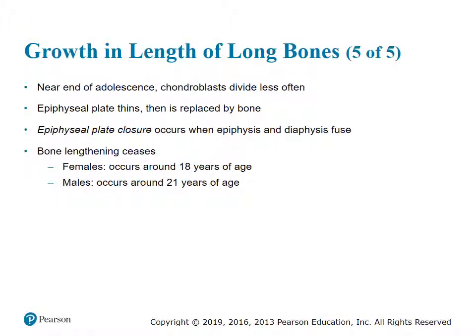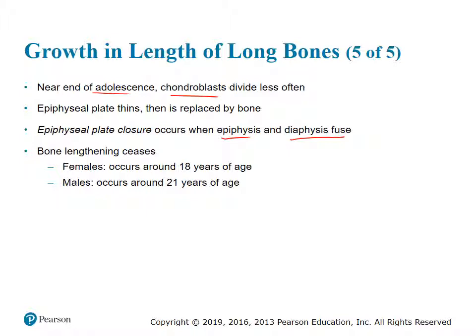Okay, so at the end of adolescence, these actively dividing cells, the cells that undergo mitosis, divide less often, they slow down, and in fact, they pretty much disintegrate or die off. The epiphyseal plate will thin off and will be replaced by bone, in fact. And so we see the epiphyseal plate closing, where we see the epiphysis and the diaphysis fuse.